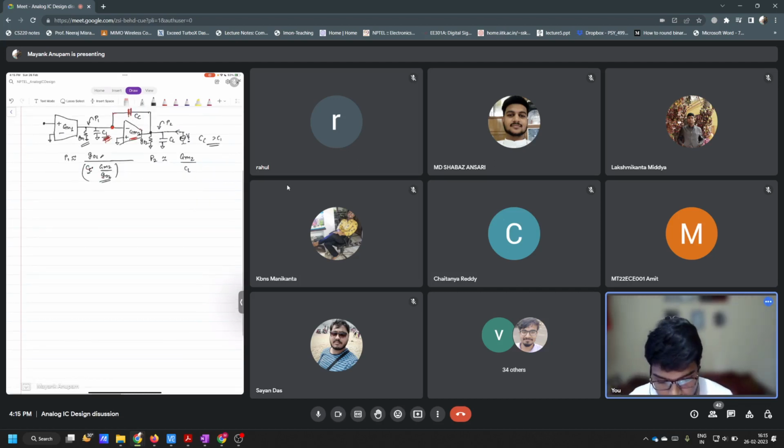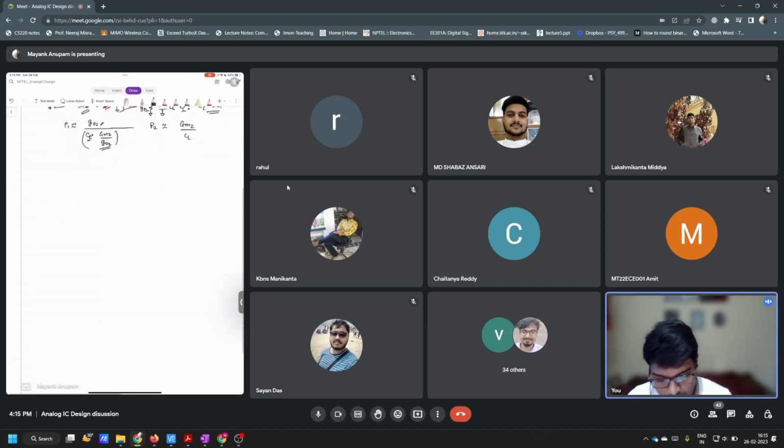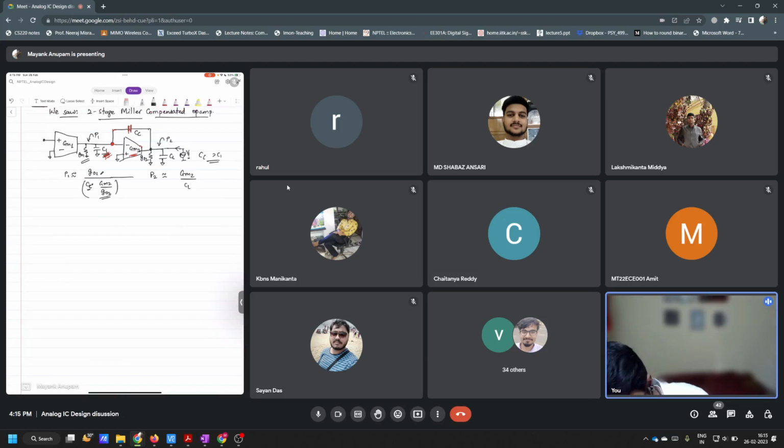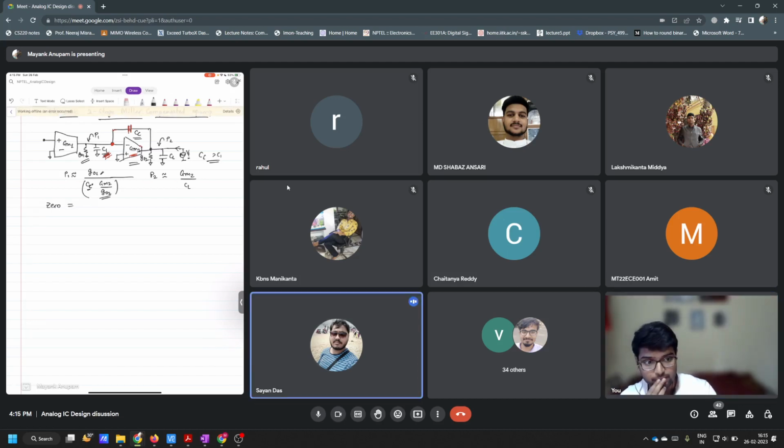Okay, so now we also know in this week what did we see? We saw that because of this CC and this GM2 here, we also have a zero in the circuit. And what is the exact location of the zero? GM2 by CC, correct.